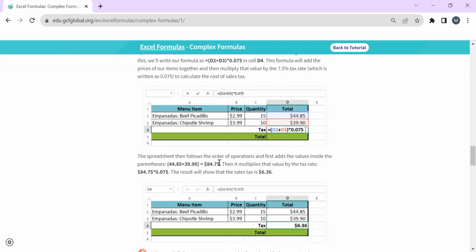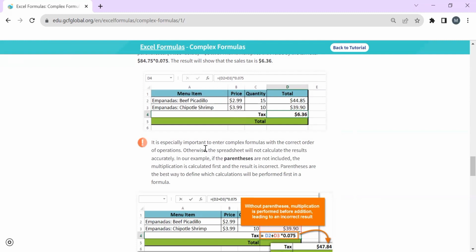The spreadsheet then follows the order of operation and first adds the values inside the parentheses, which is 44.85 plus 39.90, and we get the answer of 84.75. Then it multiplies that value by the tax rate, which is 0.075, and the final result will be 6.36.